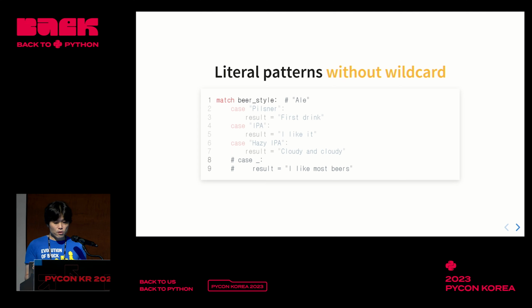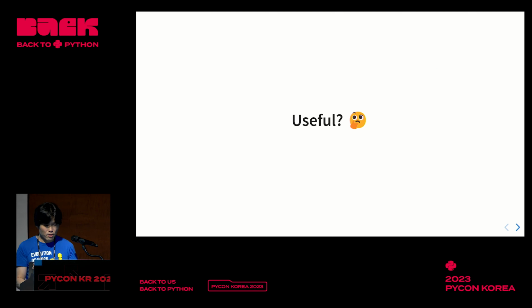When I comment out the last wildcard pattern, if the value doesn't match any of the patterns, nothing will happen. In this case, the beer style value is L, then the result variable is not defined. Is it useful? You don't think so?